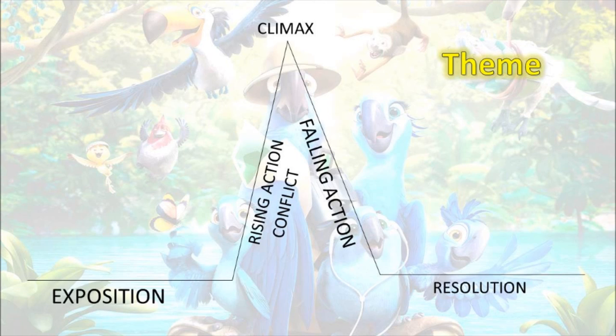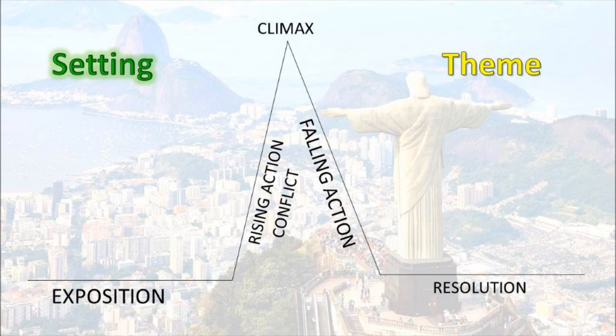Next, we're going to talk about theme. Theme is the central message in a story. What is the author really trying to get across? So for example, in Rio 2, the theme in that story is that family is very important. Family sticks together.